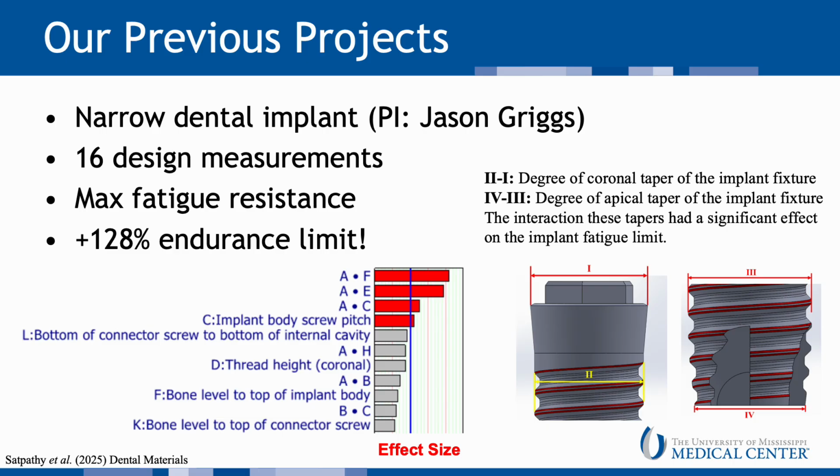And then a final example is the engineering or geometrical design of narrow diameter implants, which compared to normal or standard size dental implants have a higher incidence of loosening between the components or fatigue fracture. In this case, we only had one design objective, maximum fatigue resistance, measured in terms of the endurance limit, but we had a complicated design which, instead of just a few components, had 16 different measurements on the implant that could be varied to improve this endurance limit, and we succeeded in improving it by 128% over the commercially available product.